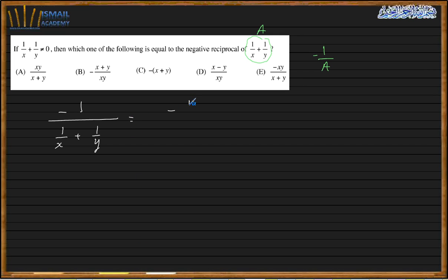So this is minus 1 over, if I cross multiply, I got y plus x over xy. Then multiply by the reciprocal, so it's going to be minus 1 times xy over y plus x, which is minus xy over x plus y. Plus x is the same thing because addition is commutative, and E is my choice.